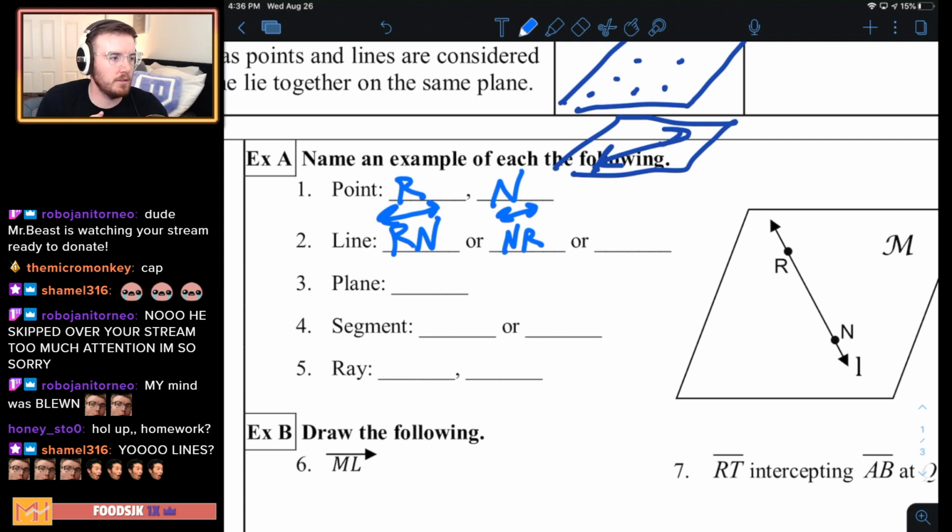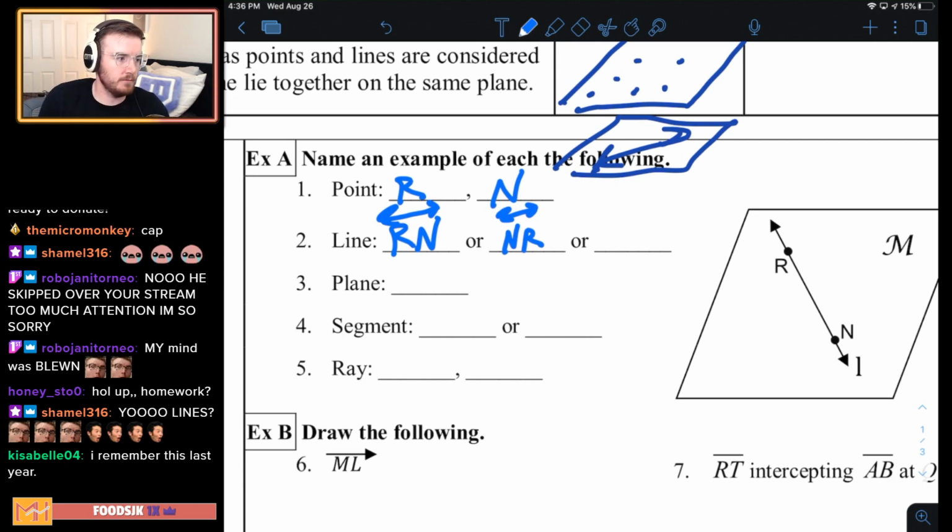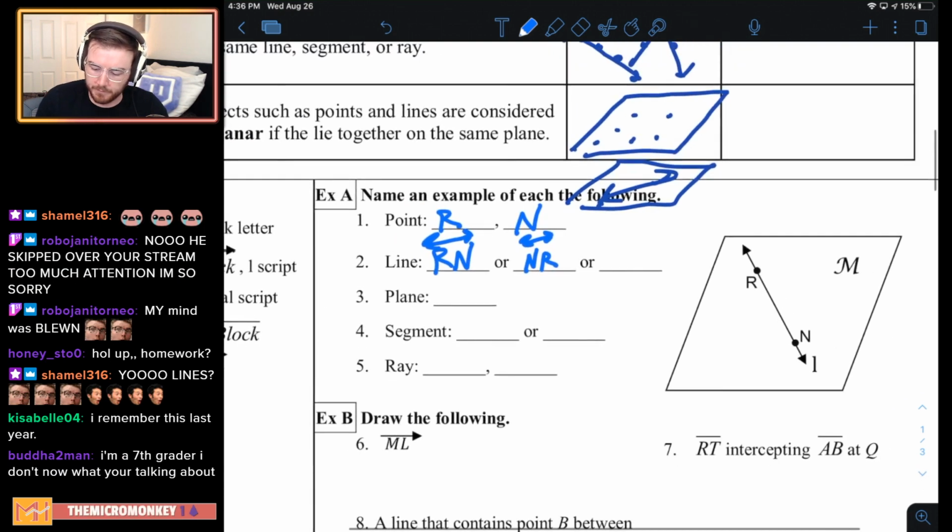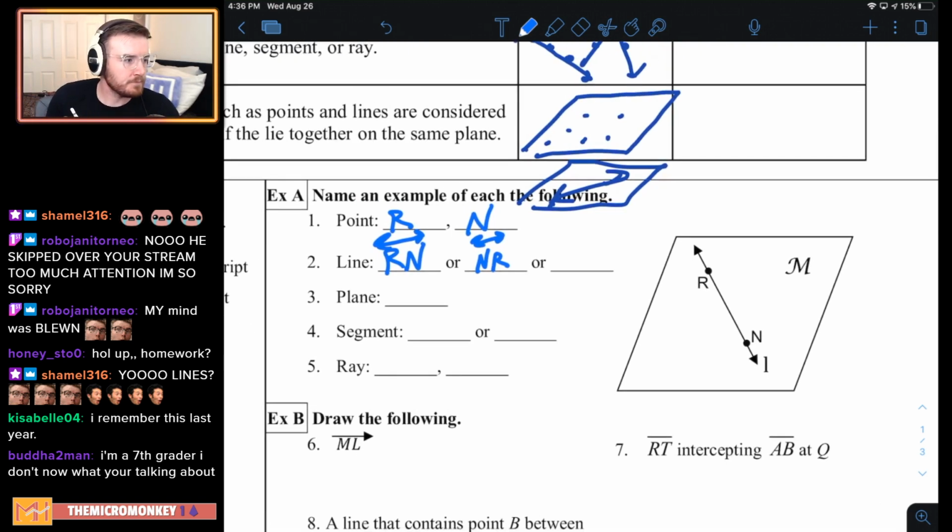Homework in quotes. Classwork. We're going to do it in class.